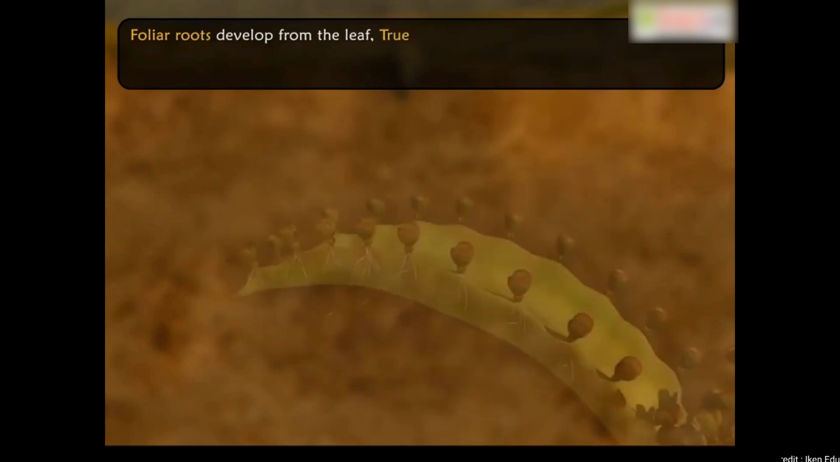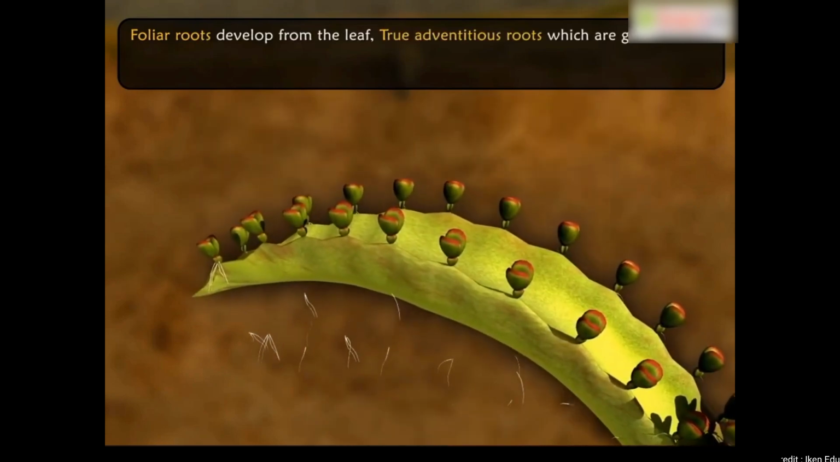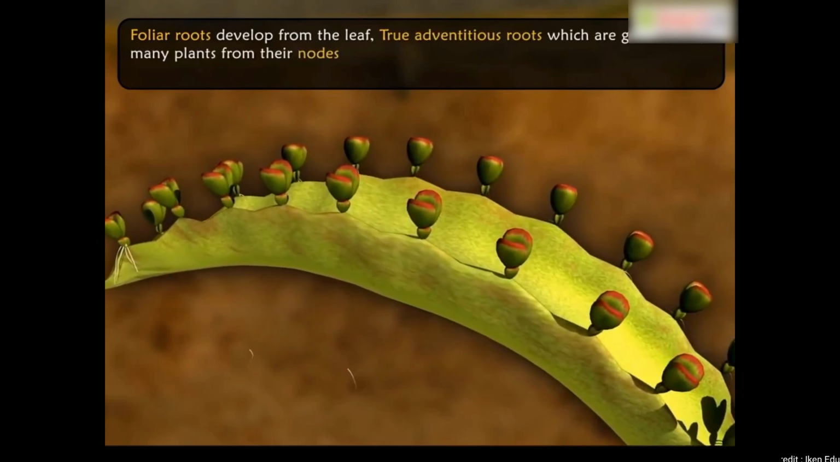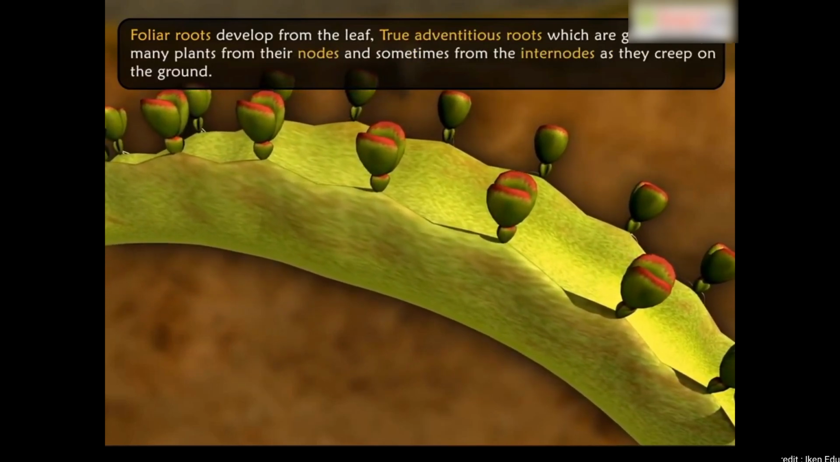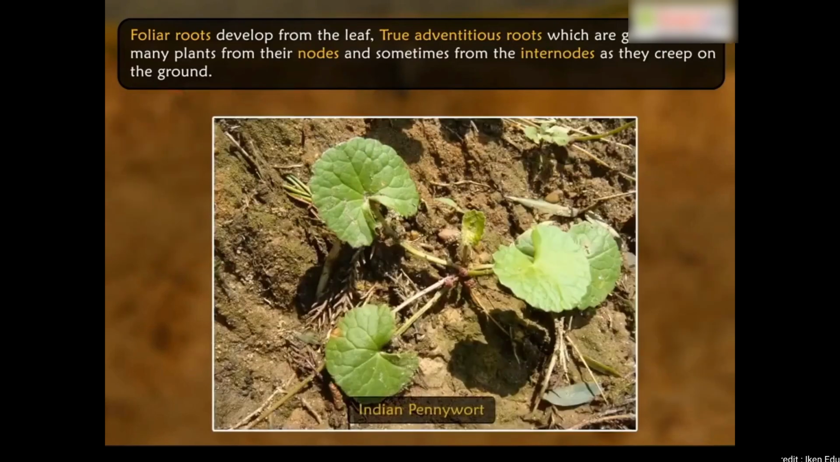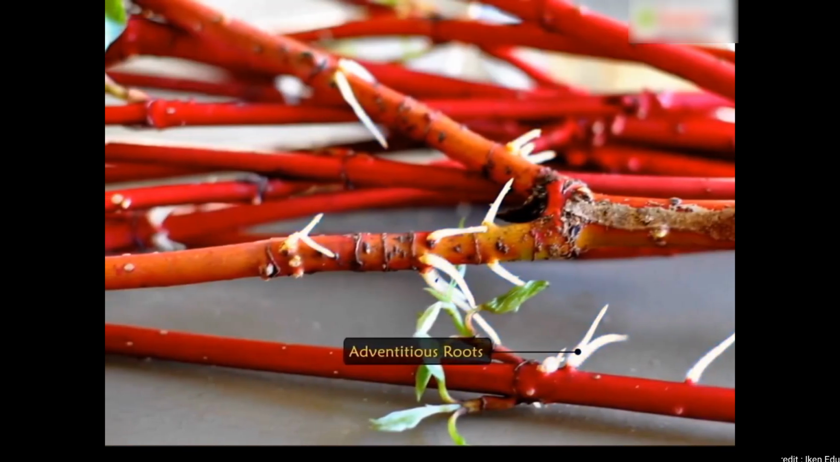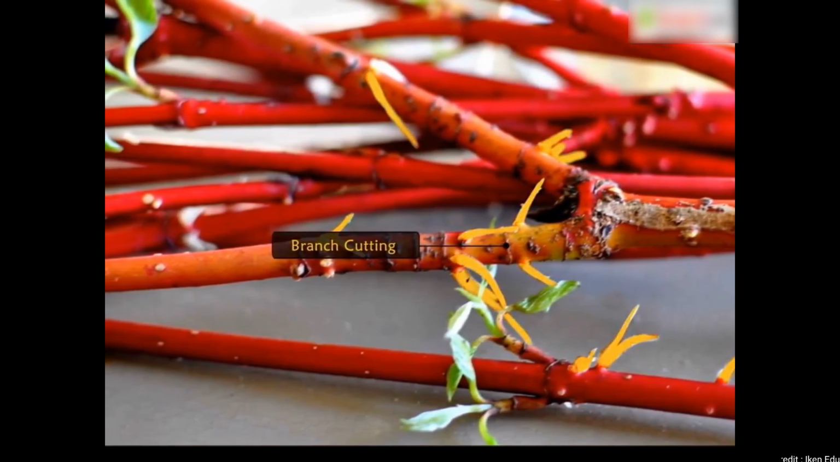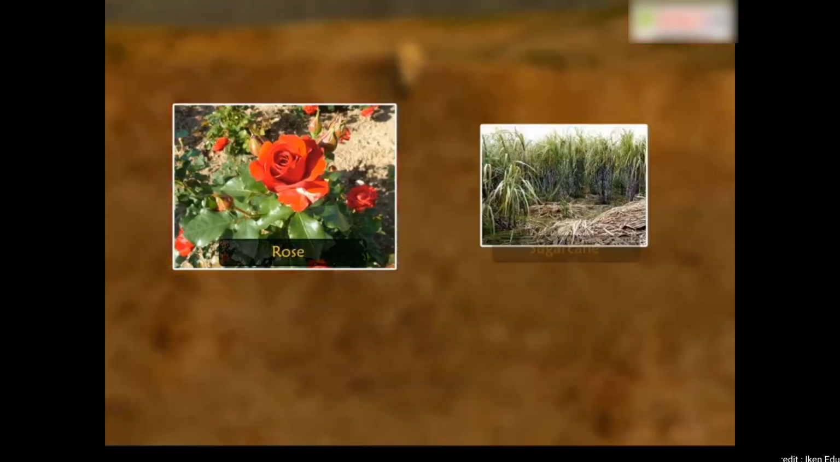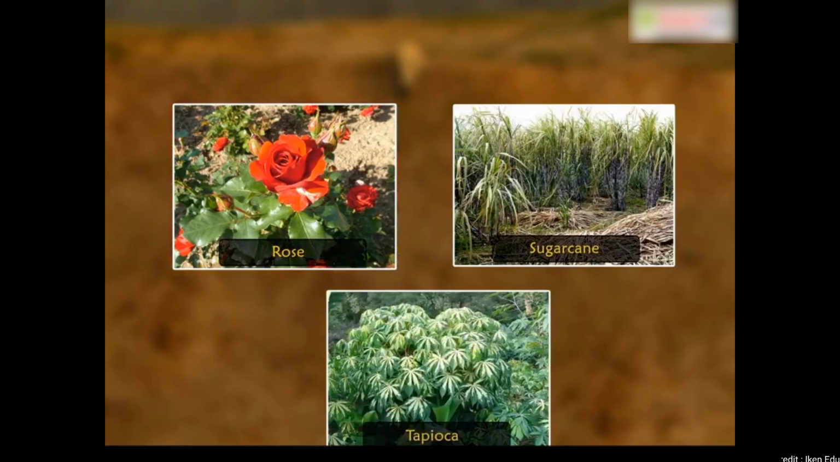3. True adventitious roots are given off by many plants from their nodes and sometimes from the internodes as they creep on the ground. Example, in Indian pennywort. The adventitious roots are also produced from branch cuttings when they are put into the soil. Example, in rose, sugarcane, tapioca, etc.